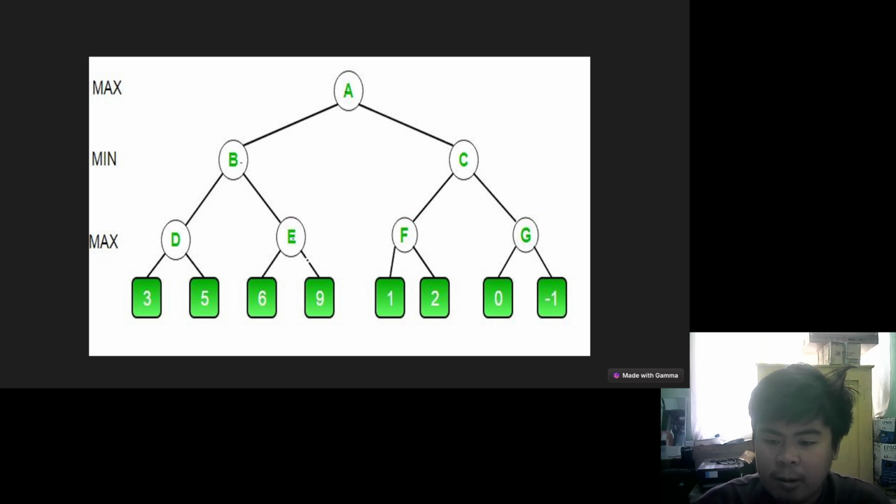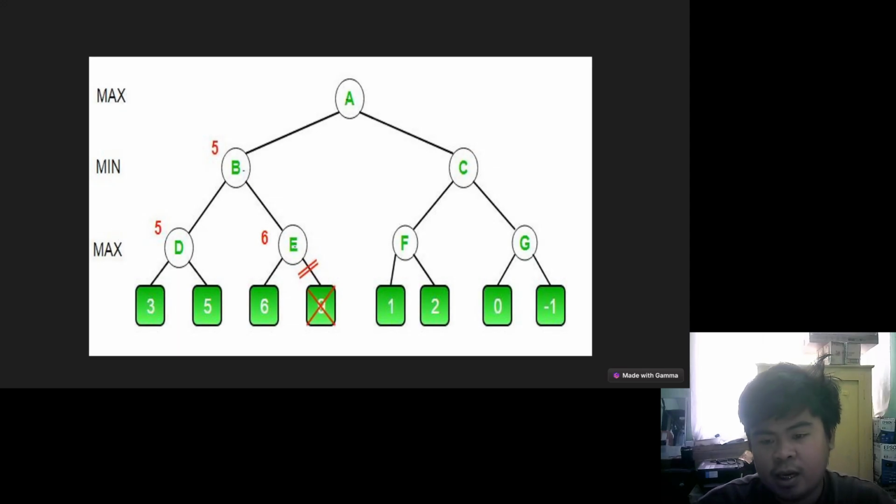So at B, beta is equal to the minimum of 5 and 6, which is 5. So the value of B is also 5. So far, this is how our game tree looks. The 9 is crossed out because it was never computed. So B returns 5 to A. At A, alpha is equal to the maximum of negative infinity and 5, which is 5. Now, the maximizer is guaranteed a value of 5 or greater. So A now calls C to see if it can get a higher value than 5.